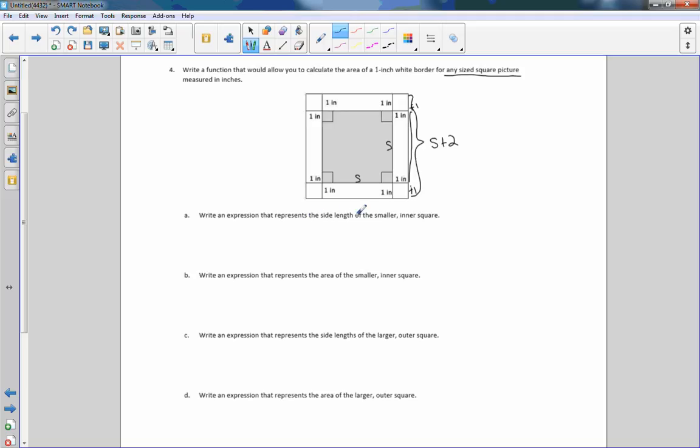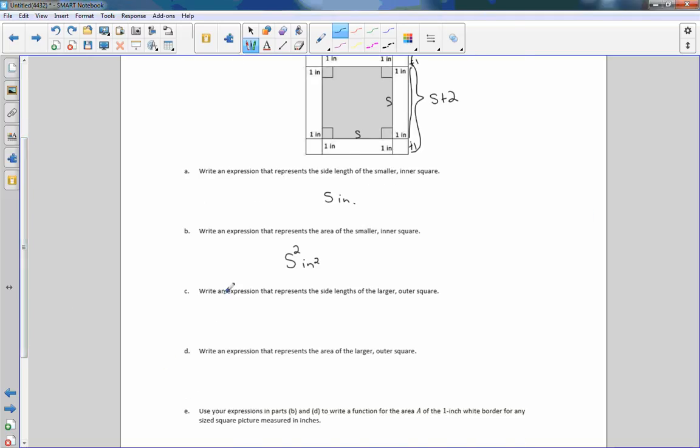So what expression represents the side length of the smaller inner square? S inches. What expression expresses the area of the smaller inner square? S squared inches, or S inches squared. S squared inches squared, I suppose. And I made a mistake here. This is not inches squared. So what is the length of the smaller inner square? S inches. What is the area of the smaller inner square? S squared inches.